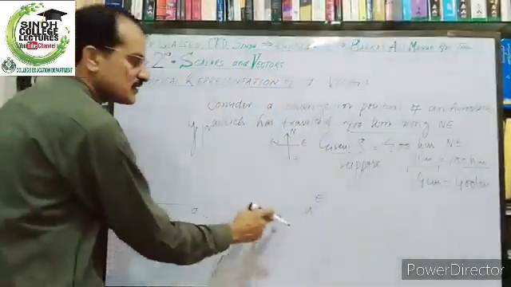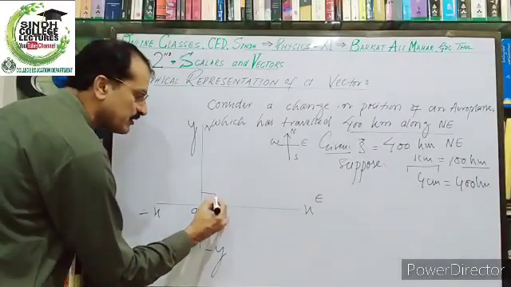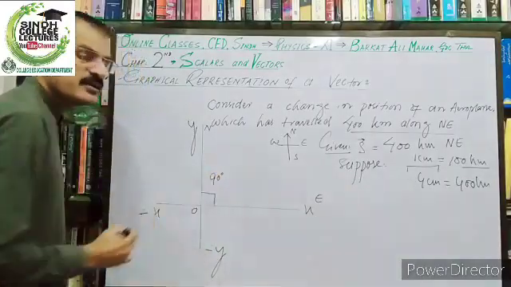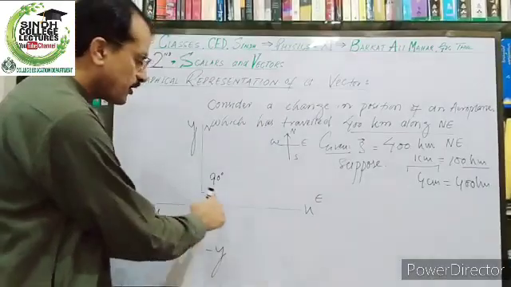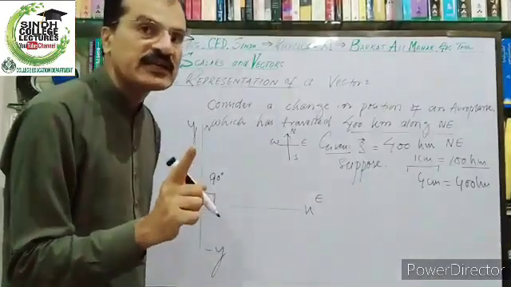This is north, this is east. What is that angle between the north and east? You can say 90 angle. Perpendicular lines, so that is a 90 degree right angle.